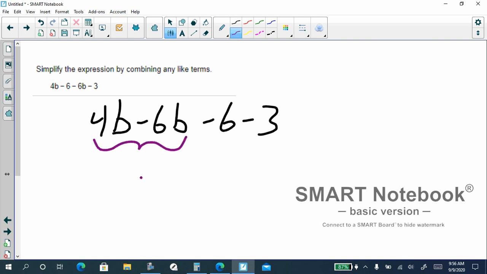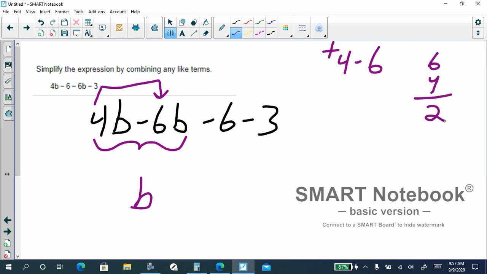Both of those are b's. So we have 4 of them, and then we're taking away 6. Those have opposite signs because the 4 is positive. So when we are adding and subtracting opposite signs, we subtract the digits. 6 minus 4 is 2. Take the sign of the bigger number.